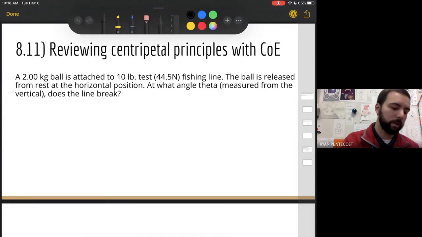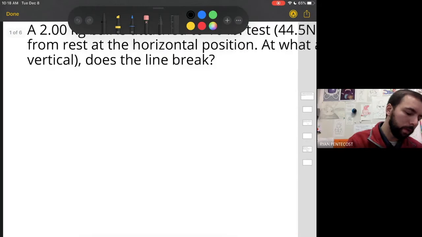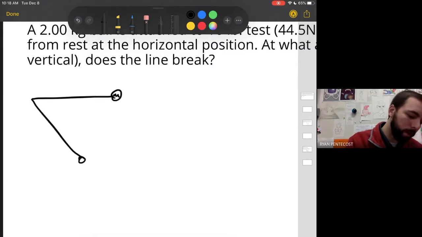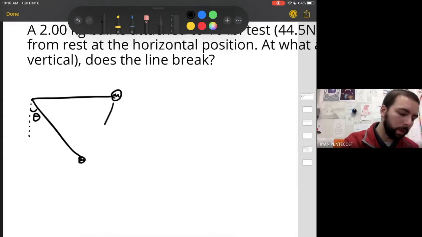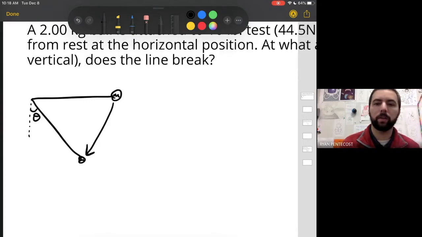So let's draw this. We have a horizontal line with our mass, right? And we want to know at what angle theta here with the vertical, at what point does this break our test fishing line, right?